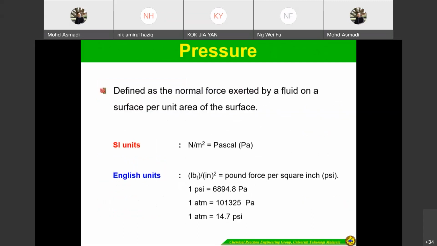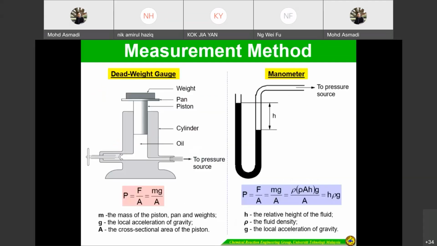Pressure also has SI and English units. English or American, I call it. Some books use British units, some books use English units. But we call it non-SI. SI is the international standard.